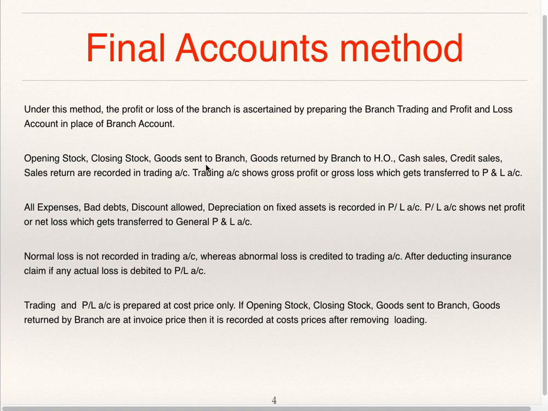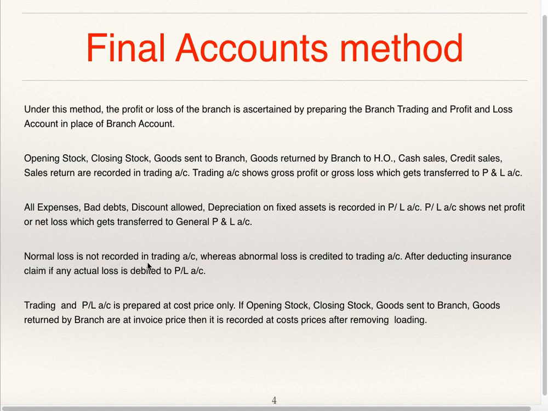Opening stock, closing stock, goods sent to branch, goods returned by branch to head office, cash sales, credit sales, sales return are recorded in trading account. Trading account shows gross profit or gross loss which gets transferred to profit and loss account. All expenses, bad debts, discount allowed, depreciation on fixed assets is recorded in profit and loss account. Profit and loss account shows net profit or net loss which gets transferred to general profit and loss account.